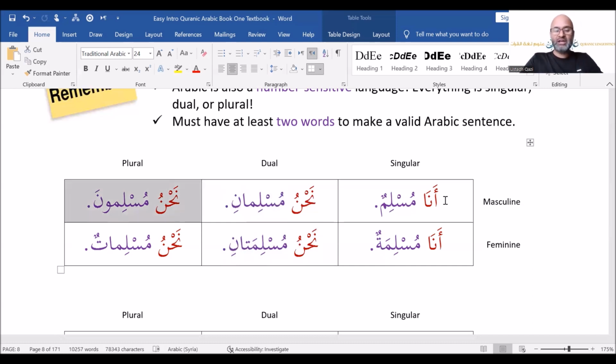Nahnu muslimuna. 3 or more. Nahnu muslimatun. Again, 3 or more. So if you have 3 or more males, you say nahnu muslimuna. If you have 3 or more females, you say nahnu muslimatun. What if you have a mixed crowd, some males, some females? As long as there are 3 or more, you go with muslimuna, because muslimatun is reserved exclusively for the females. It cannot be shared. Whereas muslimuna is for the males in general, but for a mixed crowd, you can use muslimuna.